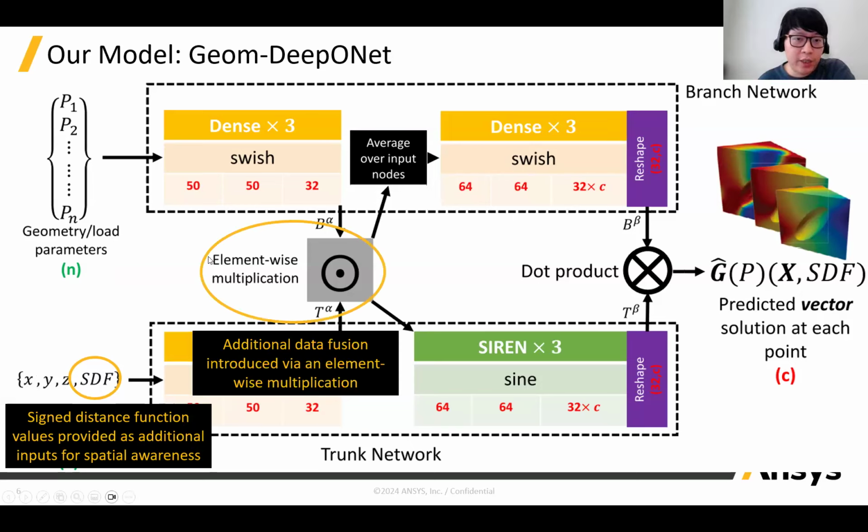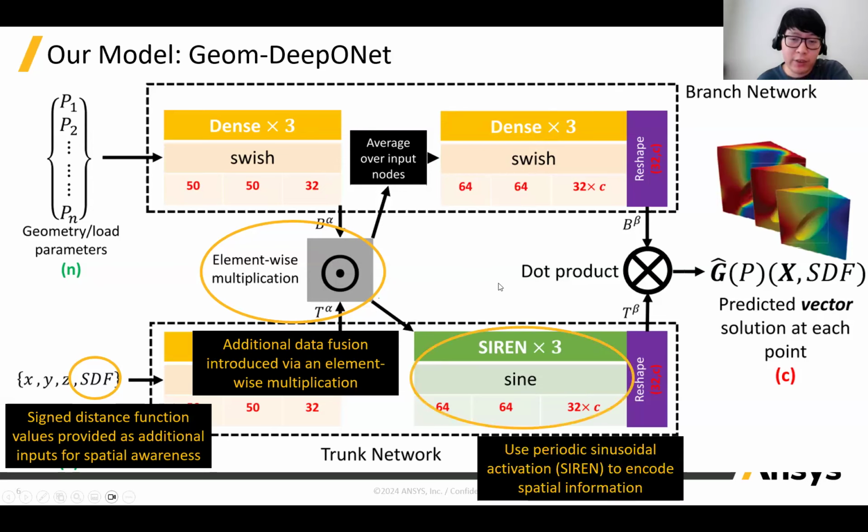And then the other big change that we add to this DeepONet architecture is the intermediate data fusion that was studied a lot in the literature. Here we introduce data fusion in terms of element-wise multiplication, by a tensor product, that multiplies the encoded information from the branch and the trunk network. And then we send them back their way respectively for further decoding.